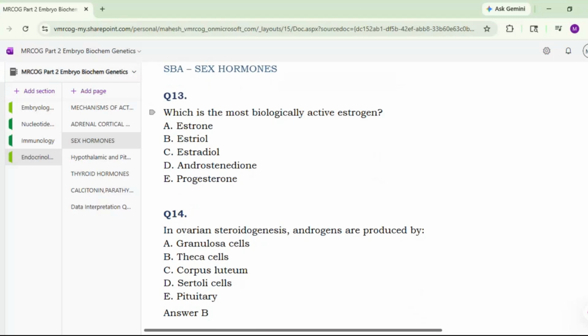In ovarian steroidogenesis, androgens are produced by granulosa cells or theca cells. So option B, theca cells.